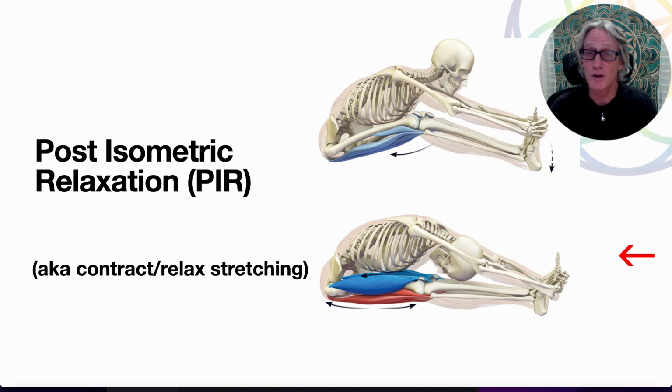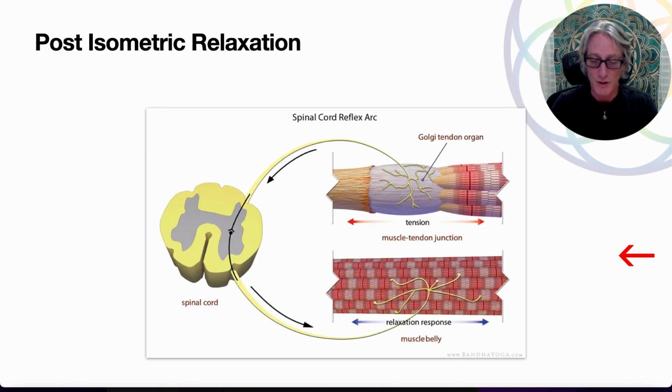So this is a way to treat the scapular stabilizers for trigger points, using post-isometric relaxation, contract relax stretching. You can do this in any yoga pose. In this example, we're doing it for the scapular stabilizer muscles. So just a little bit about how this works, and then I'll demonstrate it.